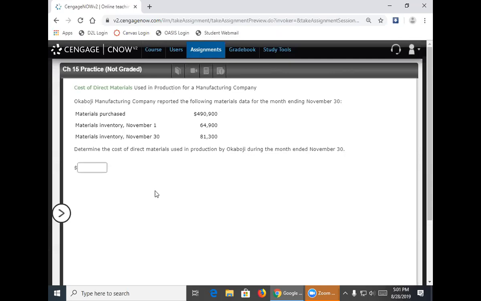And then they tell us the ending balance. They give us this. They tell us we have 81,300 at the end. So what we're missing is right here. How much did we use?